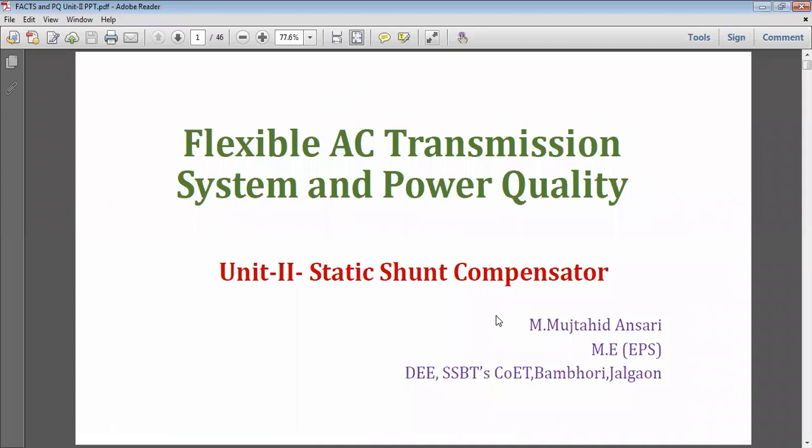Welcome to the lecture on Flexible AC Transmission System and Power Quality. This is the second unit. The name of the unit is Static Shunt Compensator.